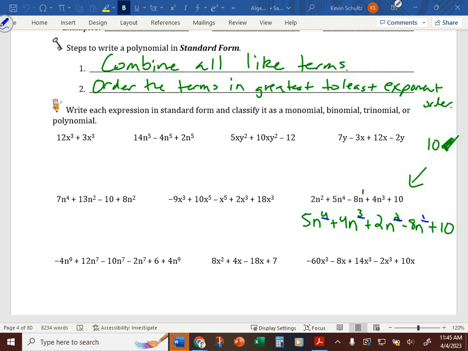And then what type of nomial is this? Mono, bi, tri, or poly? Poly, because it's got 4 or more terms. There's no specific name for anything that is beyond that.